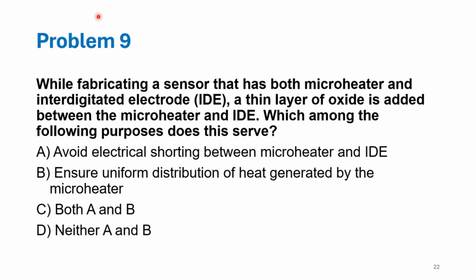Oxide. Let's say it's silicon dioxide. Silicon dioxide is an insulator, right? It is an insulator for both heat as well as electrical. It is an electrical insulator as well as a thermal insulator. So it avoids electrical shorting, but it does not ensure any uniform distribution of heat.